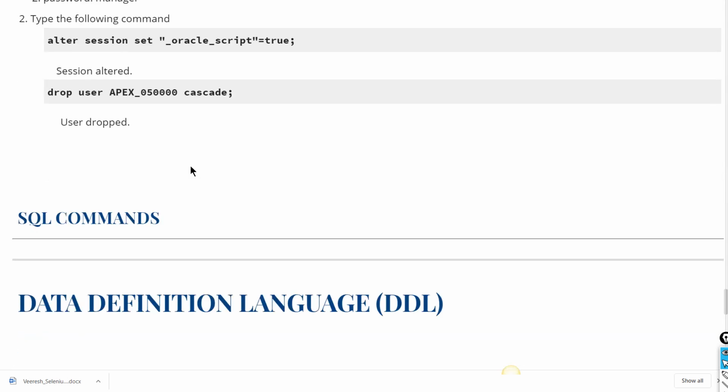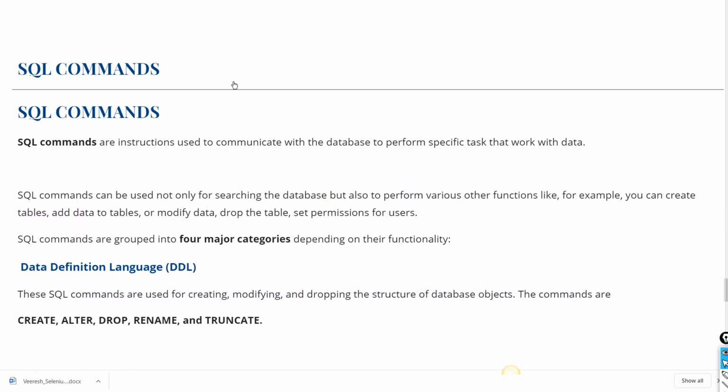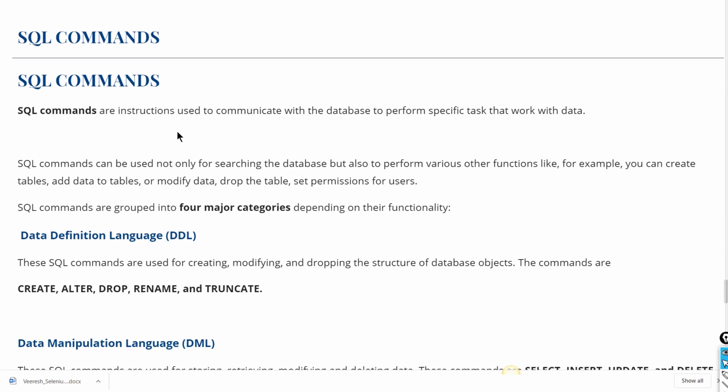So everything is done now. I have explained almost all the SQL commands. You just need to go through these SQL commands and understand what an SQL command is. SQL commands are instructions used to communicate with the database to perform specific tasks that work with the data. Say for example, Google Drive is a database, right? So you don't require any commands there, right?